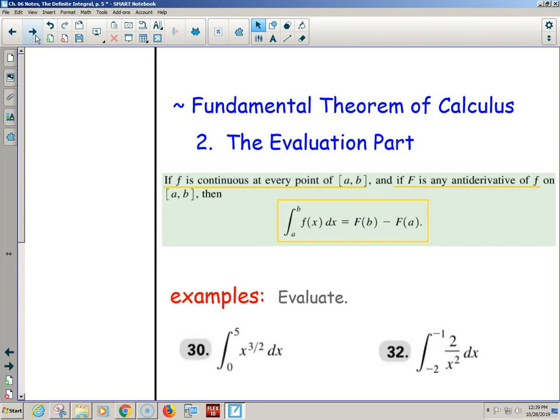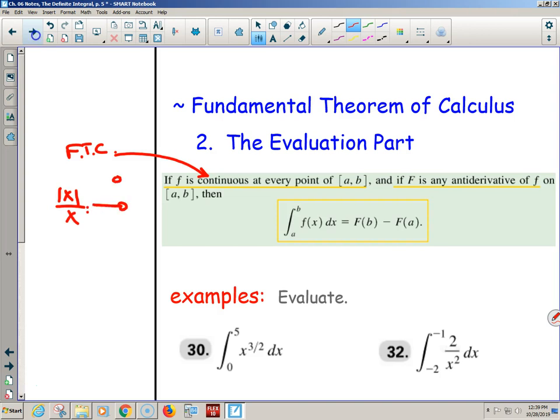But really quickly, FTC deals with continuous functions. However, do you remember from an earlier section that we talked about how continuous functions aren't the only integrable functions? Remember, we could have that, what was it, the absolute value of x over x? You don't have to write this down. But remember how that was that whole -1 and then 1?